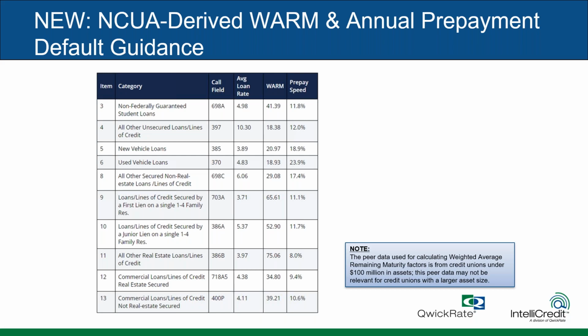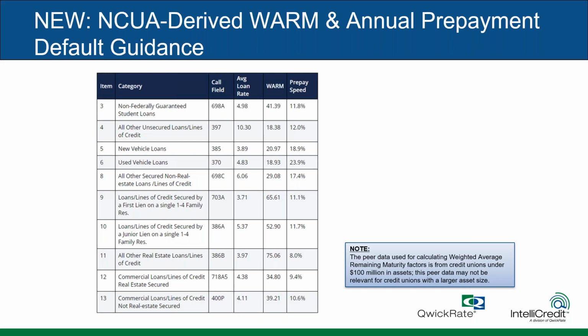But ideally, you're going to want to use your own loan level data to calculate WARMs. Using industry averages like this is a good way to start, but I just don't think it's going to get the job done. It may satisfy the NCUA if you're really small. I highly doubt it's going to satisfy your auditors in the long run, but it's a good starting point.